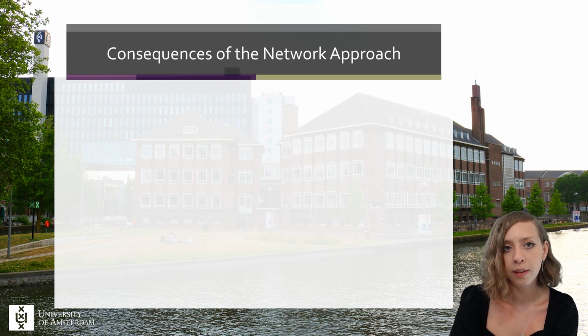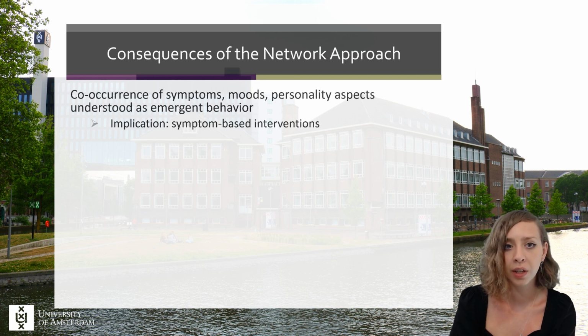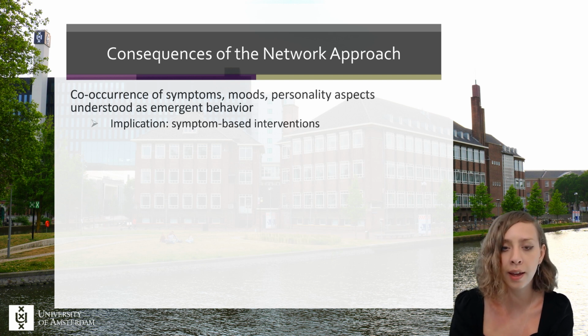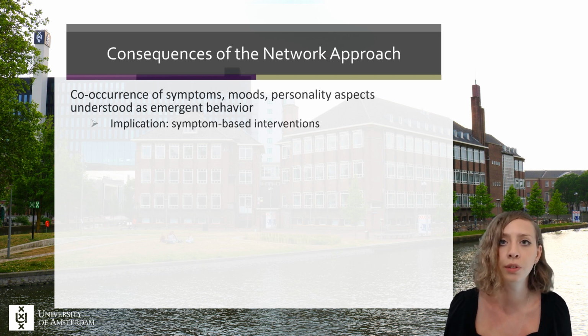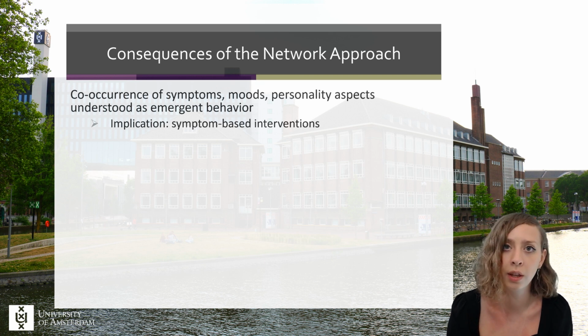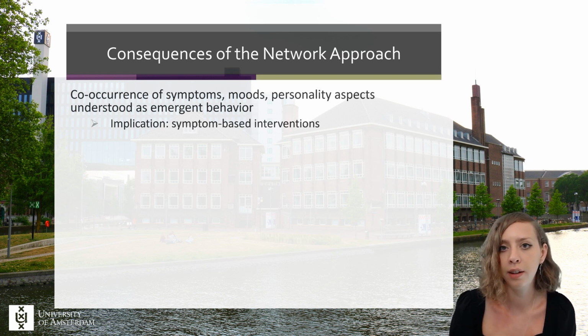There are a few consequences when thinking from a network perspective. One of them is that we think about the co-occurrence of symptoms, mood, personality aspects, and so forth as emergent behavior. So everything is emerging in very complex ways, and symptoms interact with each other, with moods, with personality aspects, and so forth. And this can have, of course, certain implications, such as, for instance, symptom-based interventions. So maybe one symptom plays a very important role in the network of depression, and then it might be very important to focus on that one particular symptom.